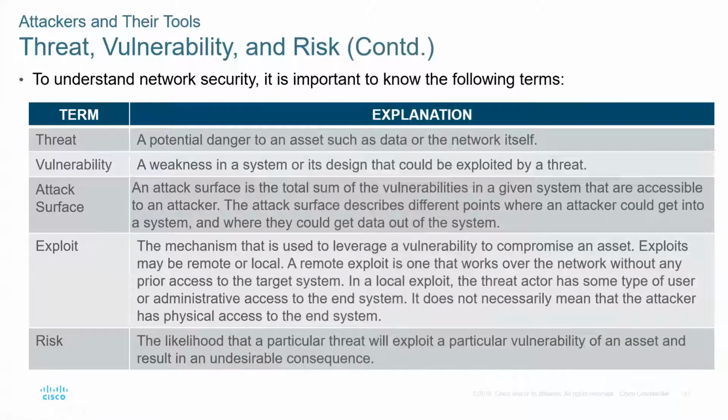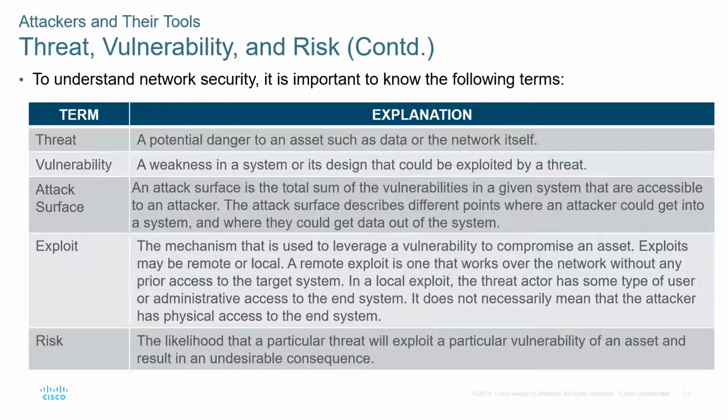So a threat is usually defined as a potential danger to an asset, such as the data or the network itself. A vulnerability is going to be some weakness in a system or its design that could be exploited by that threat. An attack surface is usually the total sum of all the vulnerabilities in a given system that are accessible by an attacker. So the attack surface describes different points where an attacker could get into a system and where they could get in and out of data.